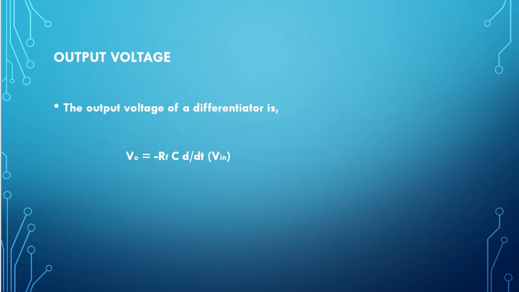Let's see the output voltage of differentiator. The output voltage of differentiator is V0 equal to minus RF C d by dt of V in. That is, output voltage V0 is equal to minus RF C times the derivative of V in. V0 is output voltage, RF is feedback resistance, C is capacitance, V in is input voltage. This is the formula for the output voltage of differentiator.